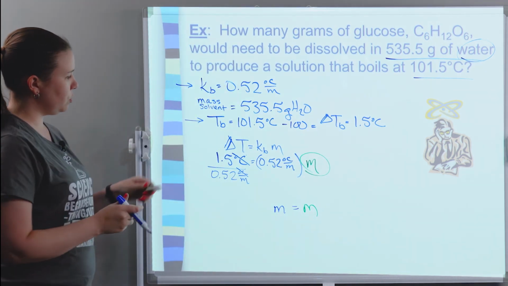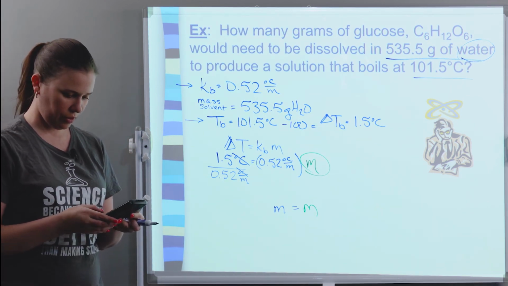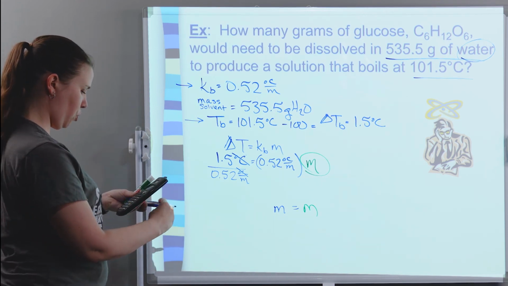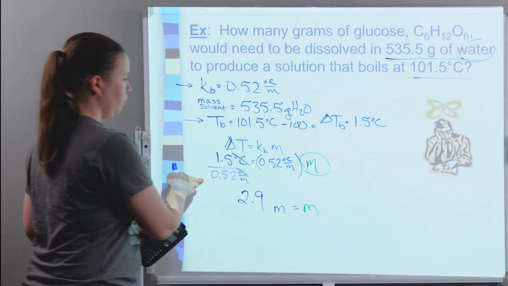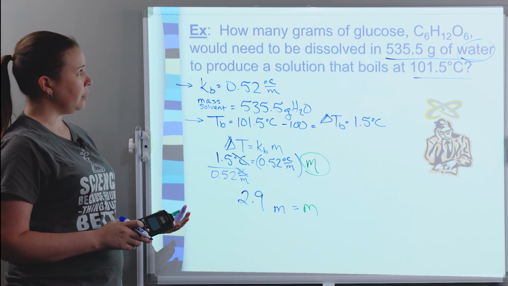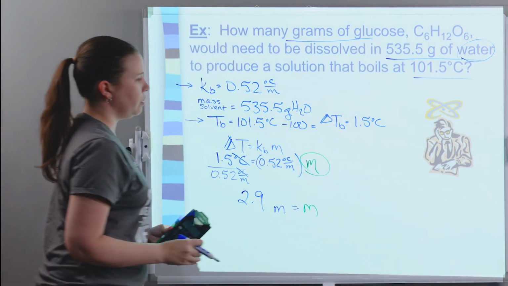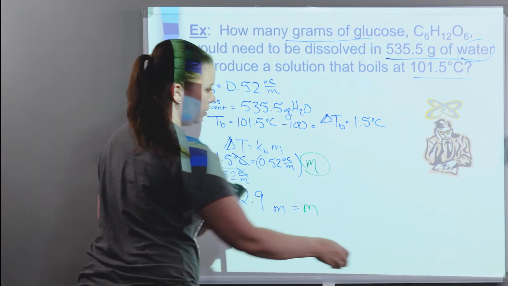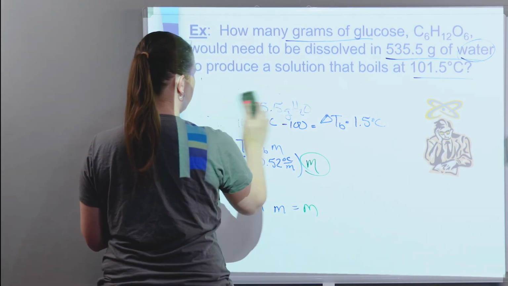So now I just want to know what is 1.5 divided by 0.52. And we get 2.88, which will round to 2.9 for the two significant figures. Now that I have my molality, I can start making progress towards my amount of solute. But I'm going to need another equation for that. So I'm going to erase my variables up here and work in my next equation.